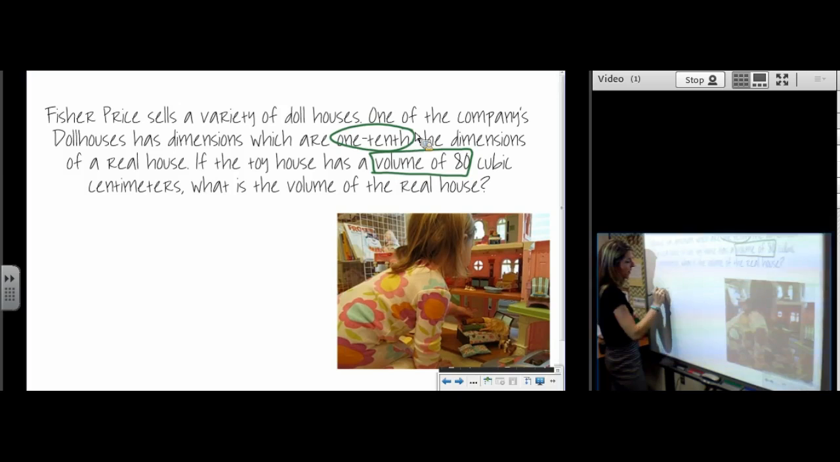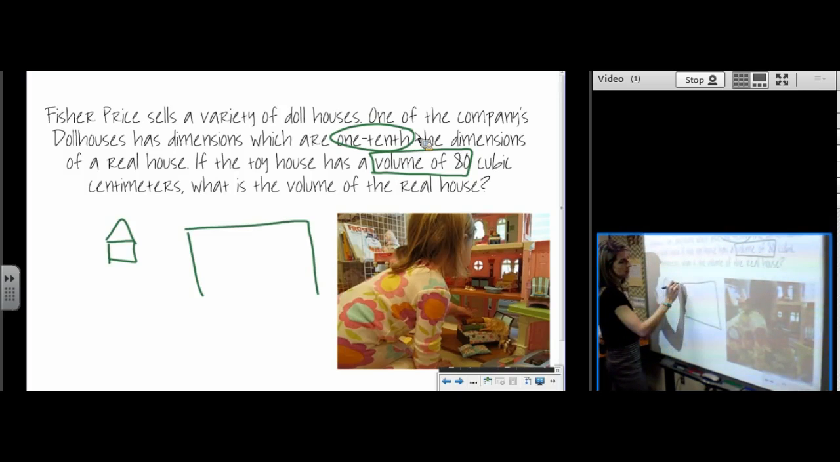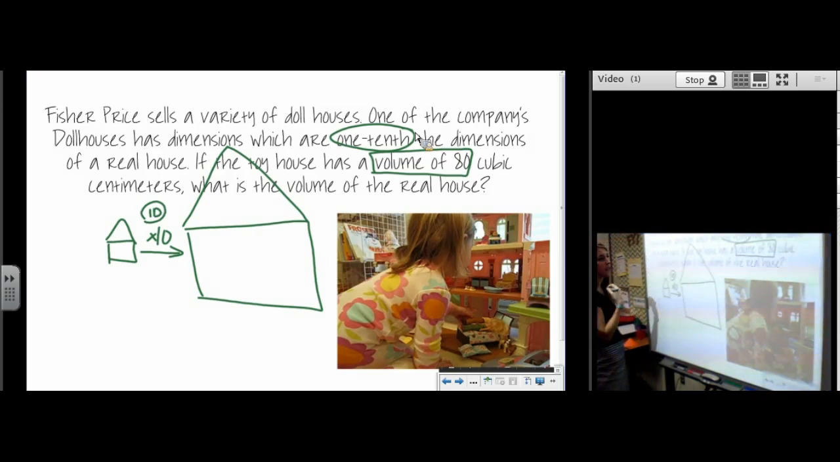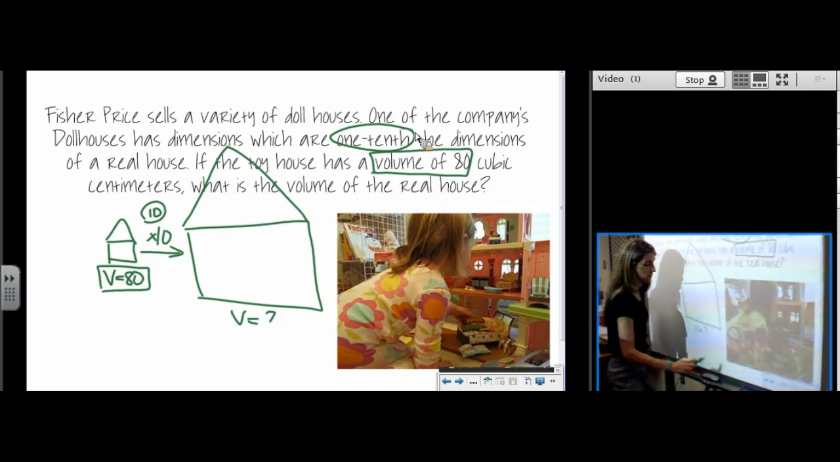So we have our house, and then that's our doll house, and then we have our real house, right? And this one is 10 times bigger. The dimensions are 10 times bigger. The 1D are 10 times bigger. We know the volume of this. The volume of this one is 80. We need to know the volume of this one.